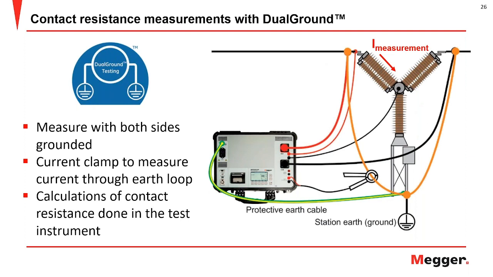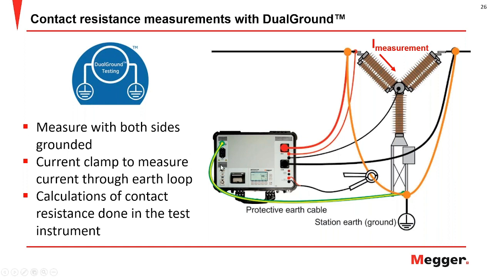Let's say an upgraded method of the contact resistance is what we advertise as the dual ground method, where the instrument is capable of performing the test while the circuit breaker is grounded on both sides. That will give you a safer, faster, and easier workflow, so you don't have to stop your test session to remove one of the earthings from one side of the circuit breaker.